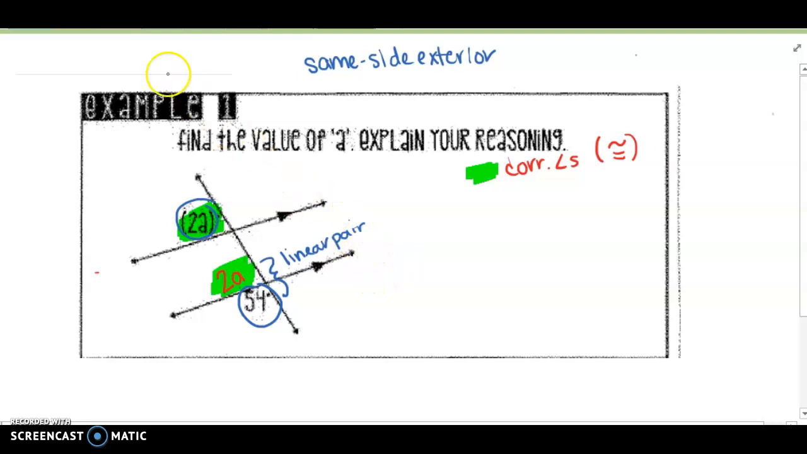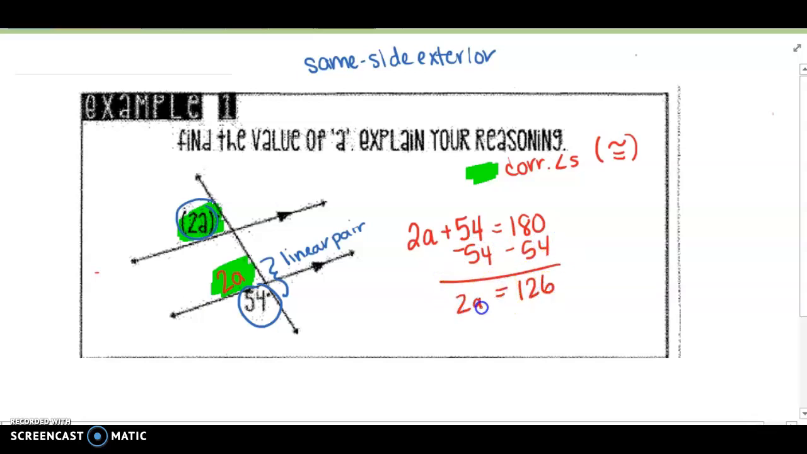Now you need to ask yourself, what do we know about all linear pairs? Linear pairs are supplementary, meaning they add up to 180. So I can write an algebra problem, 2A plus 54 has to equal 180. Subtract 54 from both sides. I get 126 equals 2A. Divide both sides by 2. I get A has to be 63.